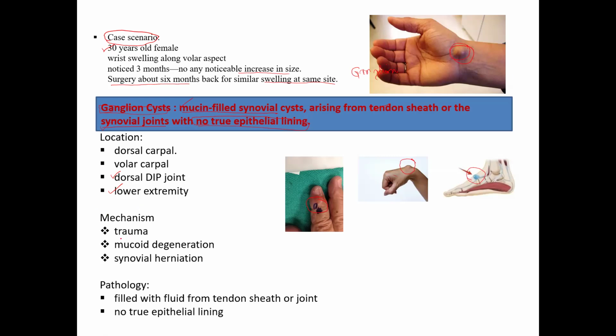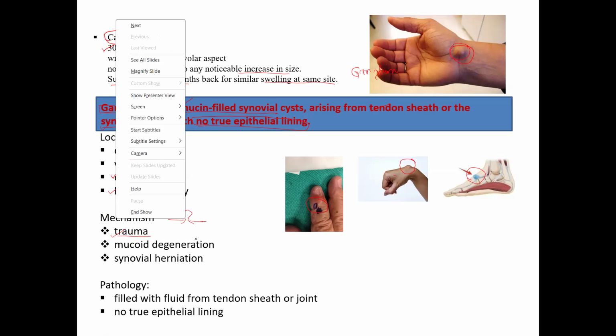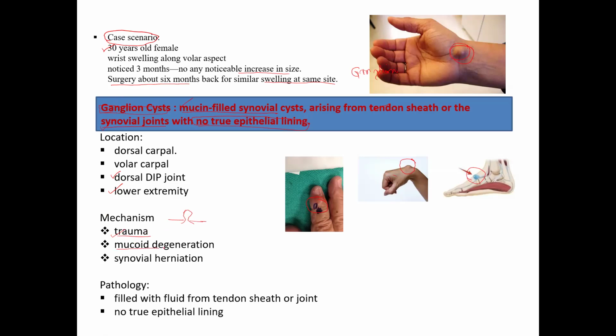What is the mechanism? It may happen following trauma. After trauma, there may be some breach in the synovial lining, and the synovial fluid comes out to one side. It is lined by fibrous tissue. There is no true epithelium. Or it may be a mucoid degeneration directly. As I told, it may be a synovial herniation.